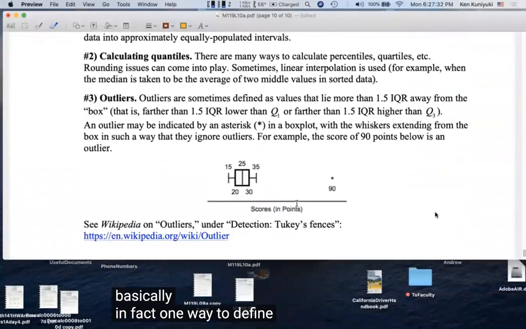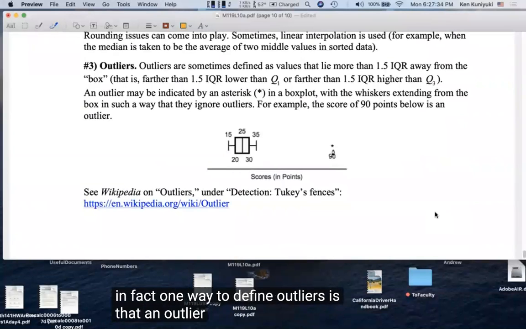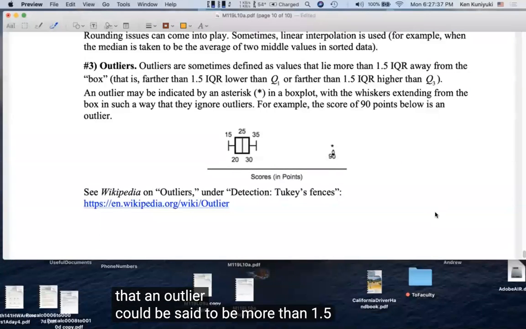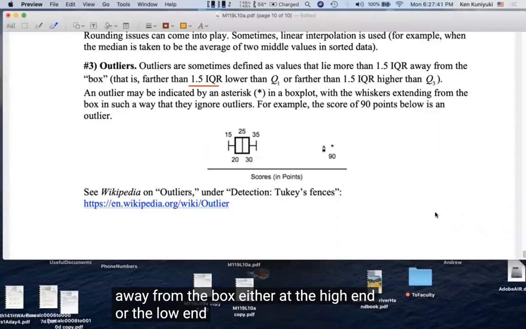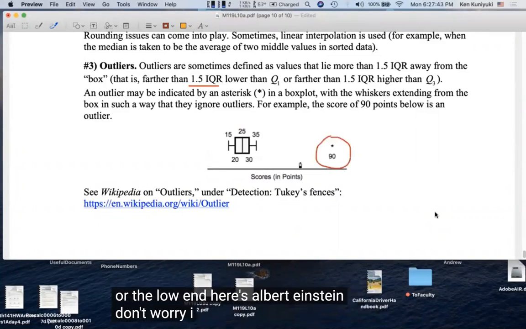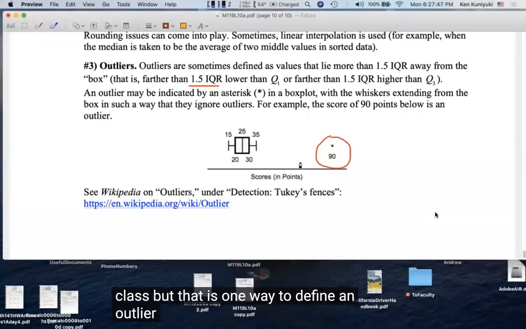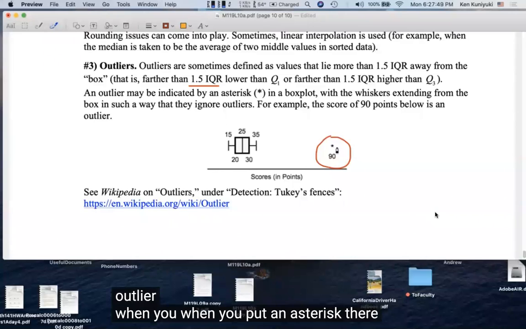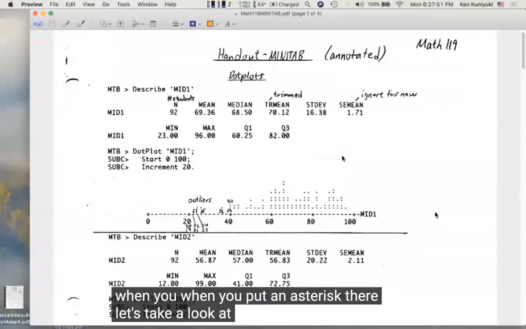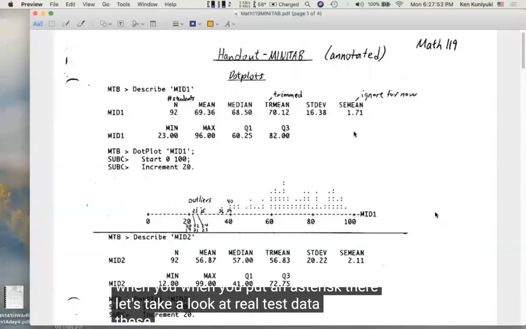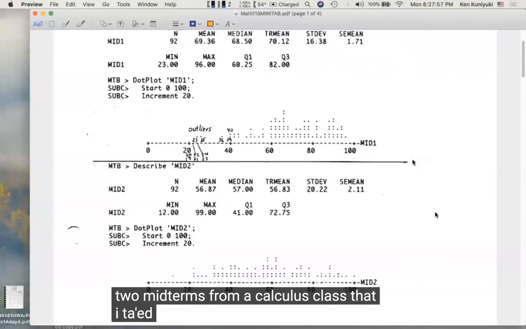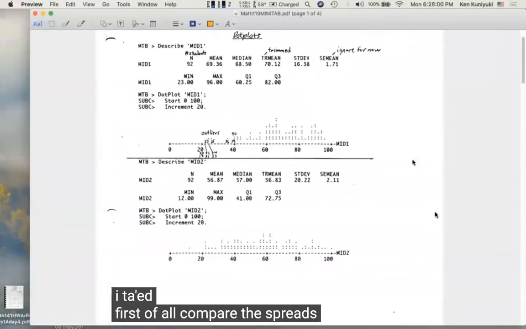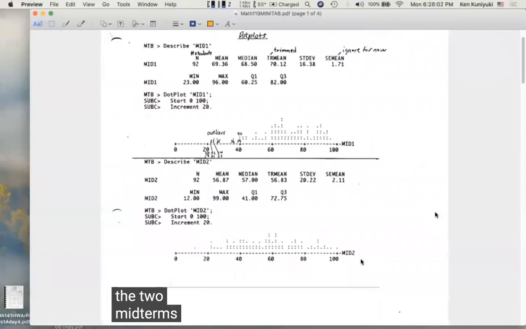In fact, one way to define outliers is that an outlier could be said to be more than 1.5 IQRs away from the box, either at the high end or the low end. Here's Albert Einstein. Don't worry, I won't enforce this in this class, but that is one way to define an outlier when you put an asterisk there. Let's take a look at real test data. These are two midterms from a calculus class that I TA'd. First of all, compare the spreads between the two midterms.